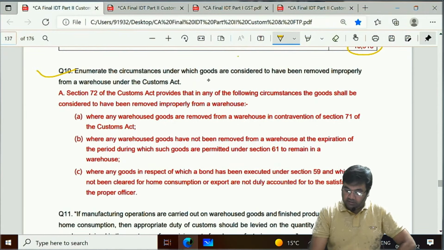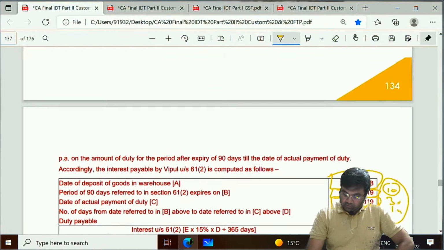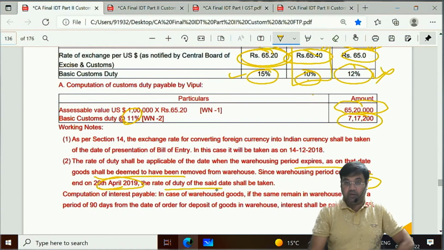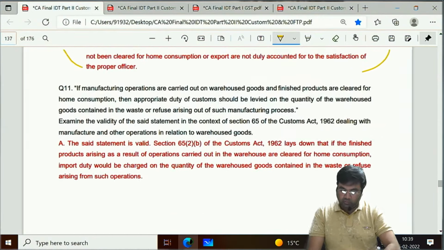Enumerate the circumstances under which goods are considered to have been removed improperly from a warehouse under the Customs Act. So section 72. And if it is not written in the provision, though I remember it is written, you note down in section 72 that the rate of duty in case of improperly removed goods is that of the date when the period expired. Note it down there so that you don't make the mistake.